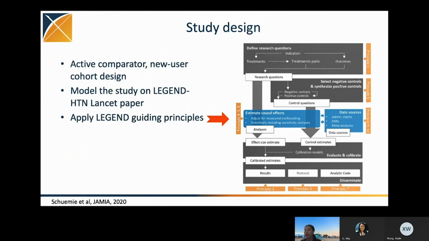Specifically, we will employ an active comparator new user cohort design. We will model the study on the Legend Hypertension Lancet paper. We will apply the Legend guiding principles as shown in the figure on the right. This is a really dense figure, but I want to highlight that we will follow the Legend guiding principles from the start of the study in defining study questions to the end of the study in dissemination of study findings.